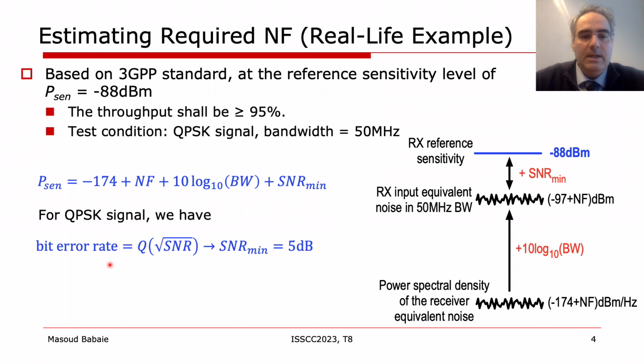For QPSK signals, we can estimate the bit error rate by the Q function of the square root of SNR. To reach less than 5% bit error rate, the minimum SNR is about 5 dB. By replacing all those numbers in the reference sensitivity equation, the receiver noise figure should be below 4 dB.